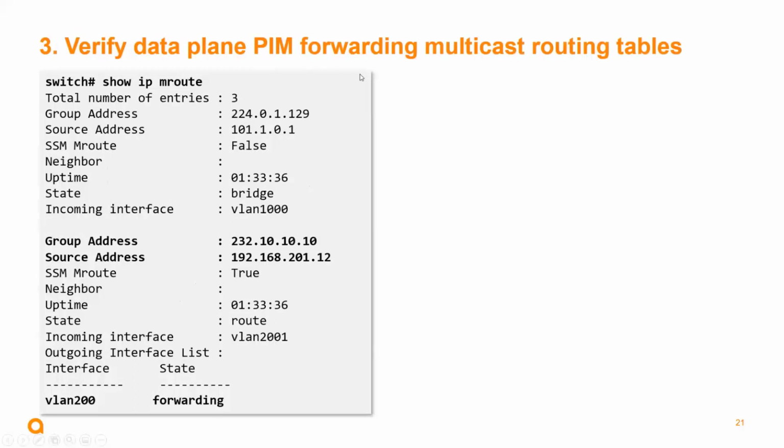Verify data path PIM forwarding multicast routing table. So we show IP mroute. We can see what our data path forwarding multicast is. And we can see for this group 232.10.10.10, and the source 192.168.201.12, right? It is an SSM mroute, and the state is a route, of course, the incoming interface 2001 and the outgoing interface. Make sure those are all valid and they're pointing the right directions.